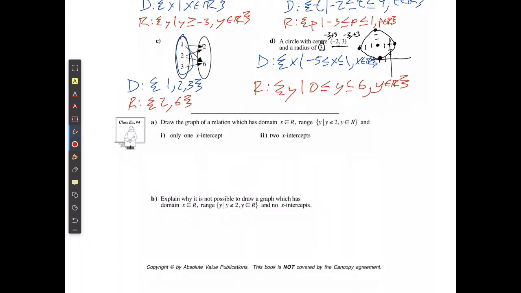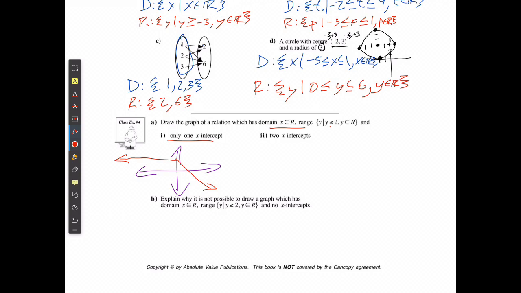If I want to draw a possible relation which has a domain of x, e, r, so it keeps moving left and keeps moving right, but a range where y has to be less than 2, and in the first case, only has one x-intercept. Here are my axes, and to have something like that, I know it's going to have to keep moving to the left. It's going to have to keep moving to the right. And it can only move down, not up.